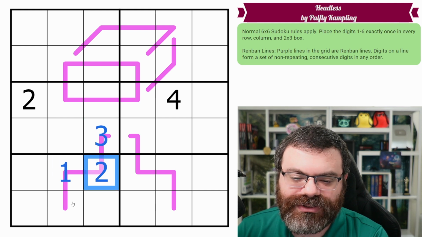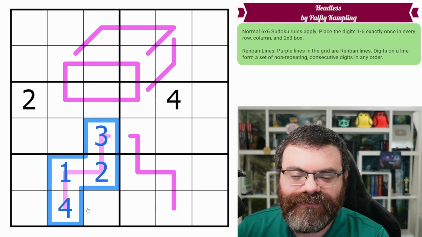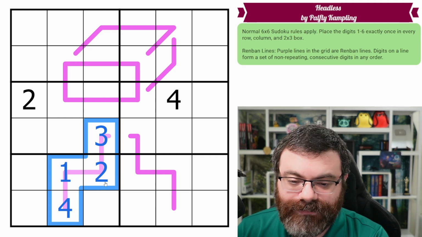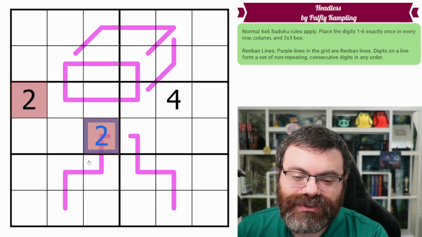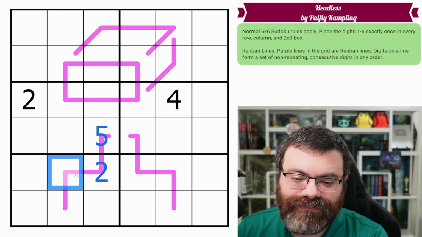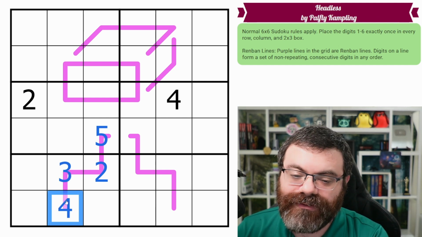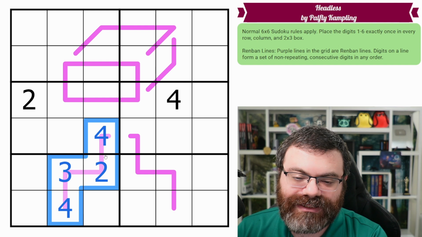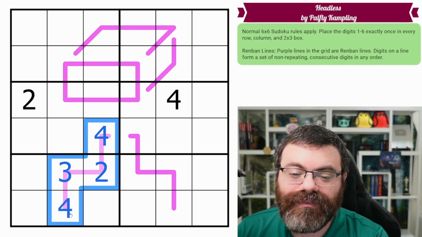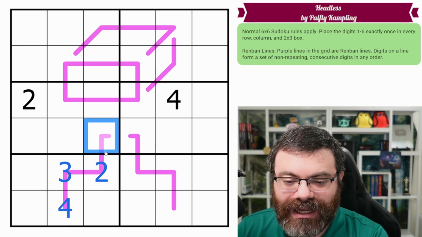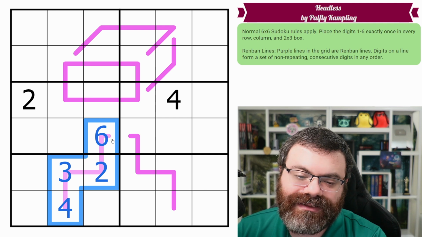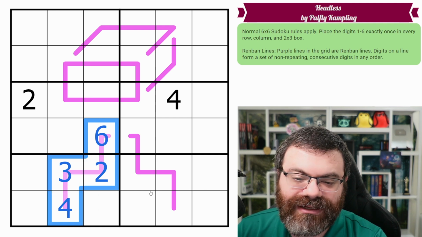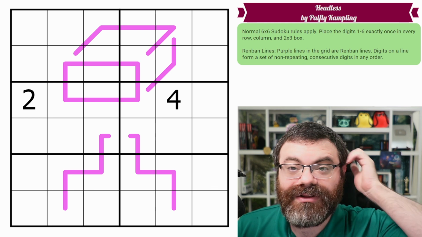So we could do 3, 1, 2, 4. This has 1, 2, 3, 4 on it. That is a non-repeating consecutive set of digits, so we're good. We could also do 2, 5, 3, 4, which has 2, 3, 4, 5 on it. That would be fine. What we can't do is repeat a digit, so this can't be a 4 in this case. 2, 3, 4 is consecutive, but we're repeating the 4, and that's no good. And we can't do 2, 3, 4, 6, because the 6 is not part of our consecutive set. It's not consecutive anymore. And that's it. Those are the rules.